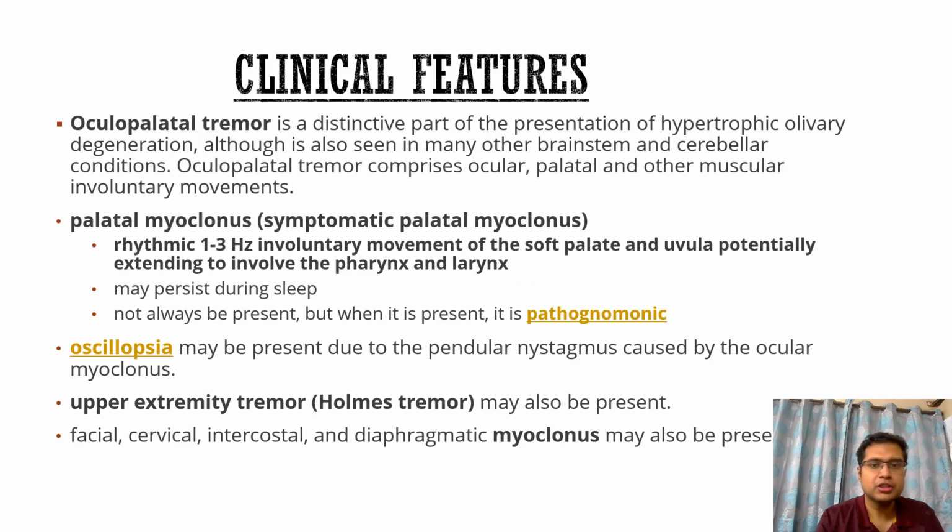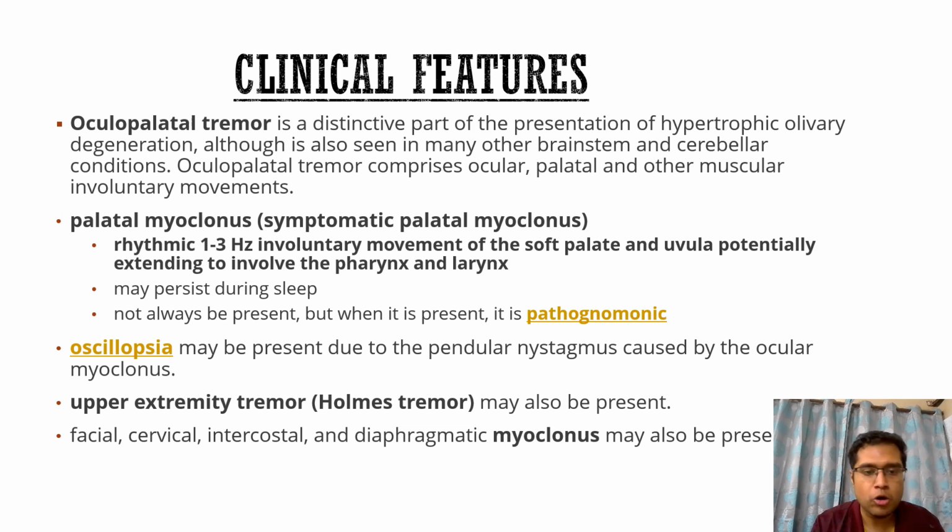In hypertrophic olivary degeneration, the patient presents with oculopalatal tremors, which is a distinctive part of the presentation. Although it is also seen in many other brainstem and cerebral conditions, oculopalatal tremor comprises ocular, palatal and other muscular involuntary movements. Palatal myoclonus, that is rhythmic involuntary movement of the soft palate and the uvula, potentially extending to involve the pharynx and the larynx, is pathognomonic. So palatal myoclonus is a very important clinical feature of hypertrophic olivary degeneration.